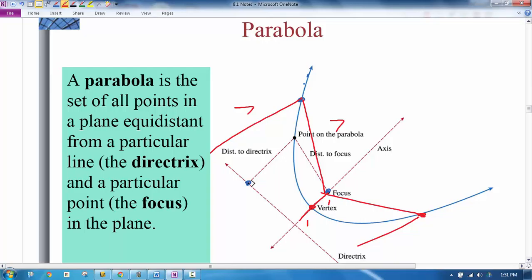And the directrix is just a line that would be tangent to the circle if you moved it 1 unit this way in this case. It's a line that goes behind the parabola.